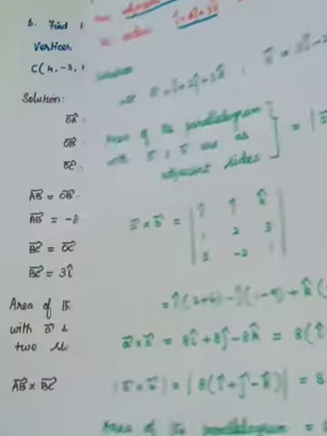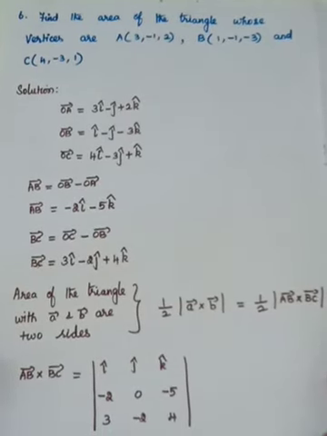Okay. So we'll come to problem number 6. Find the area of the triangle whose vertices are given. See, in the previous problem, what was given? Vectors whose adjacent sides are given. But here, find the area of the triangle, and vertices are given. Vertices are nothing but the points. If the points are given, you have to take the position vectors.